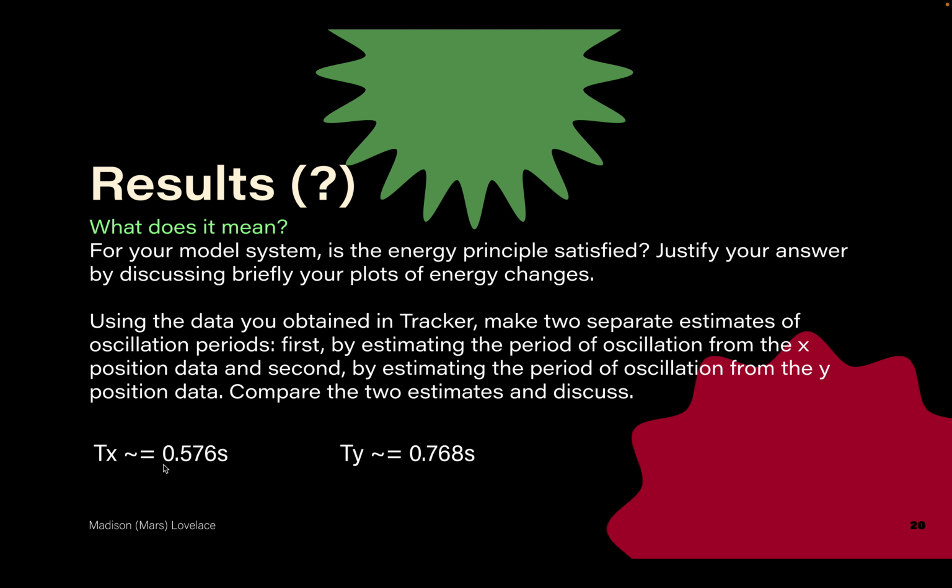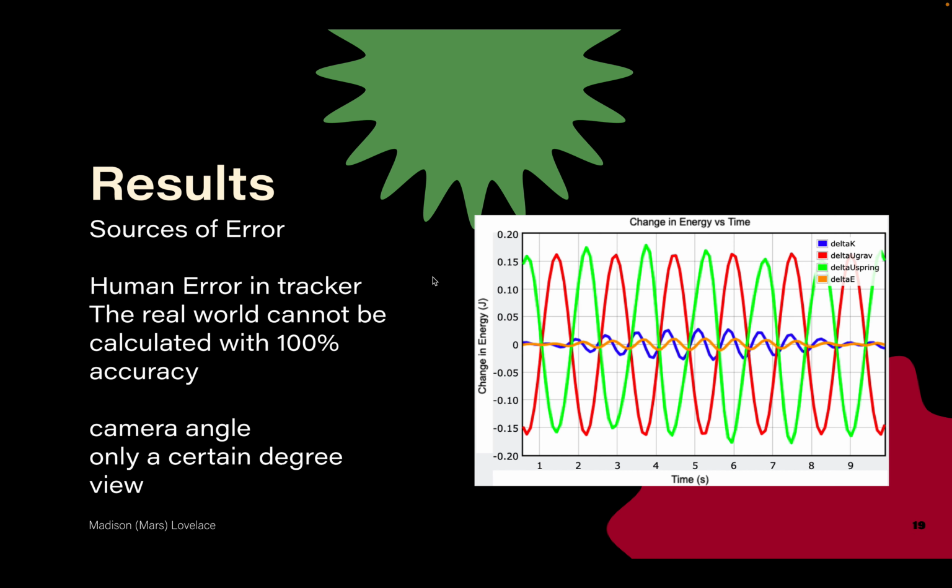So what does it mean? Questions for the results. For your model system, is the energy principle satisfied? Justify your answer by discussing that energy plot. So let's go back to that change in energy versus time plot. It seems that the energy principle is satisfied from this graph that I'm looking at.